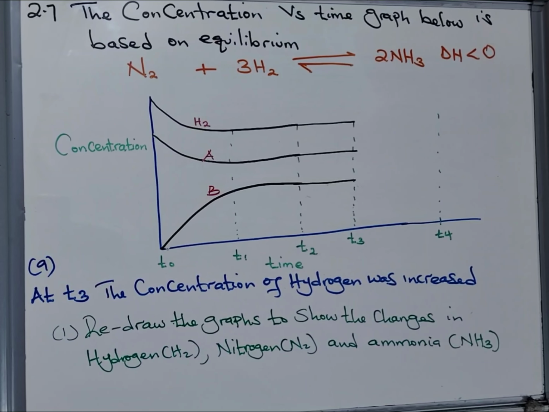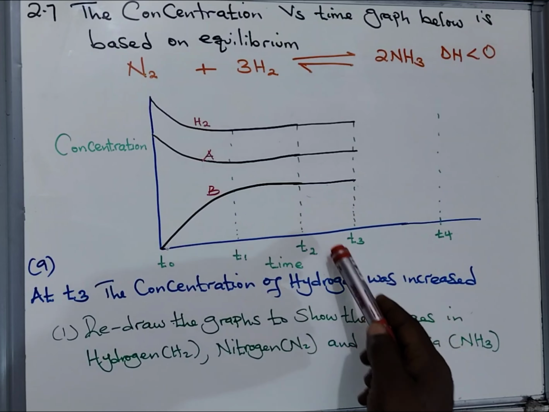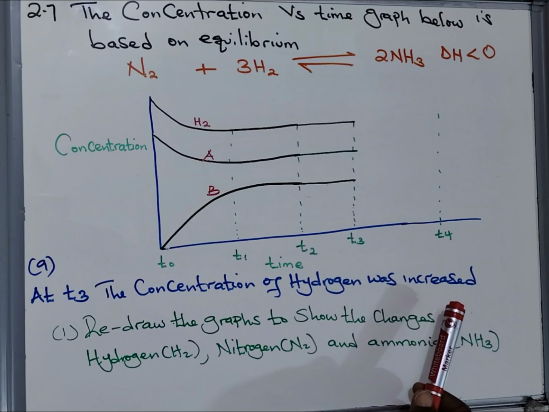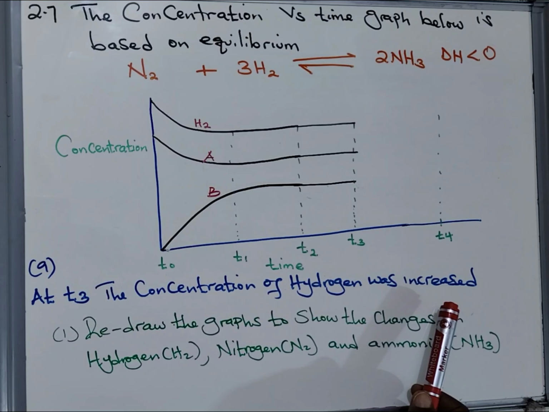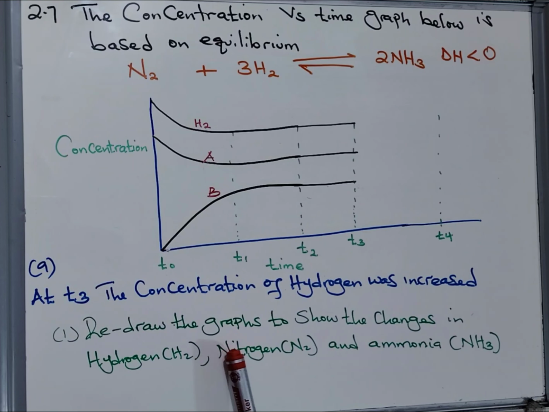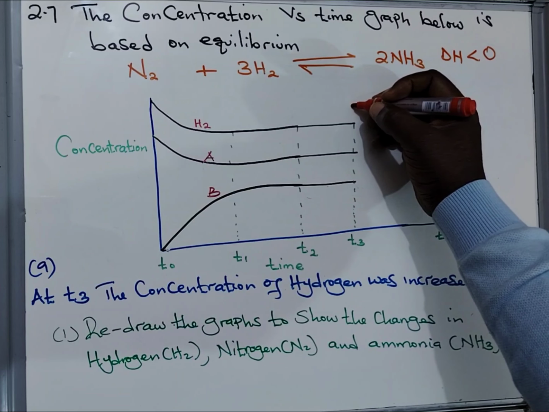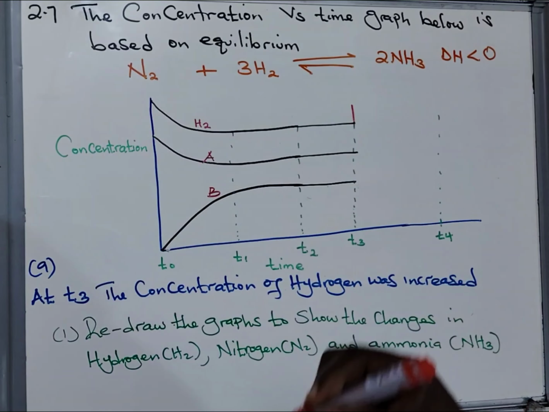Yeah, then comes this question. It says that at T3, which is this time, the concentration of hydrogen was increased. Let's draw the graphs to show the changes in hydrogen, nitrogen, and ammonia. Okay, what do we see here? We are increasing our hydrogen, so we show it by that spike.